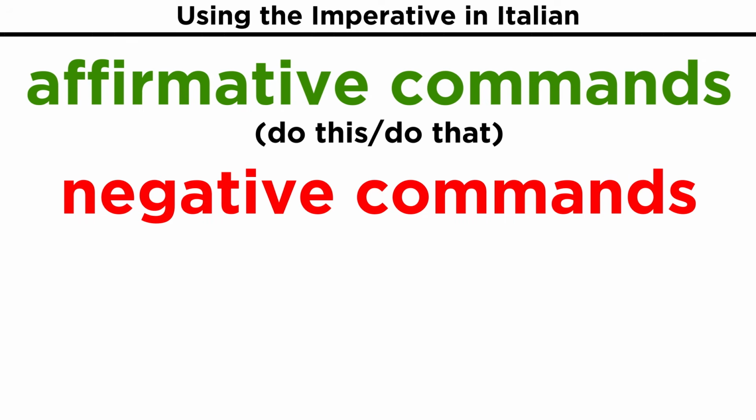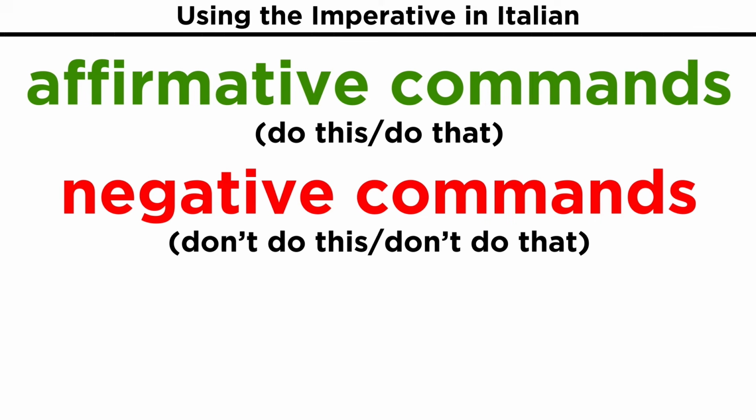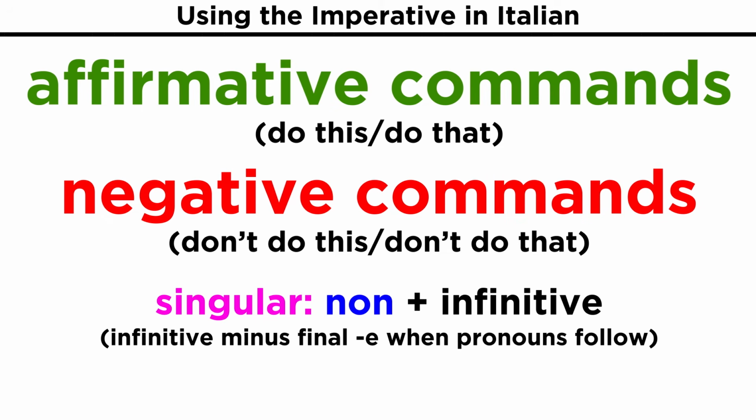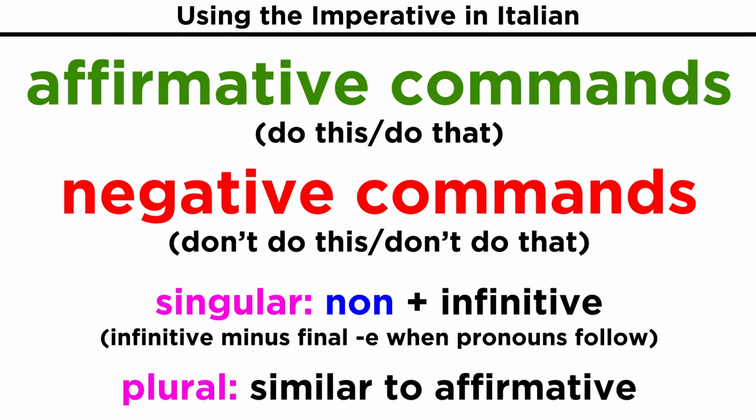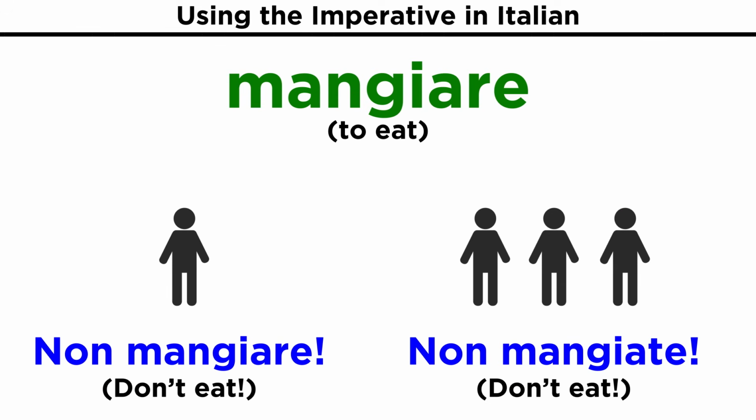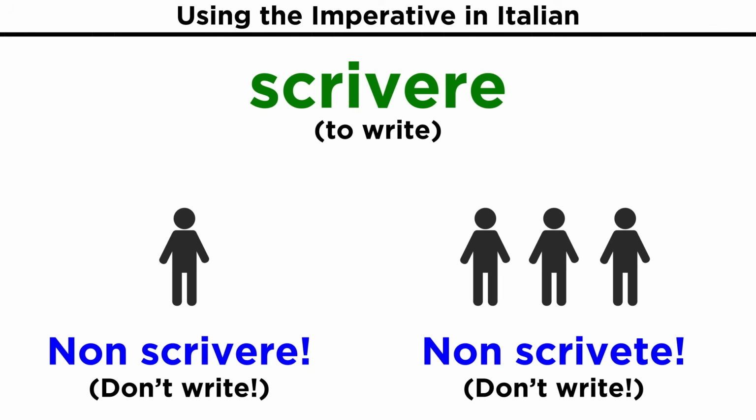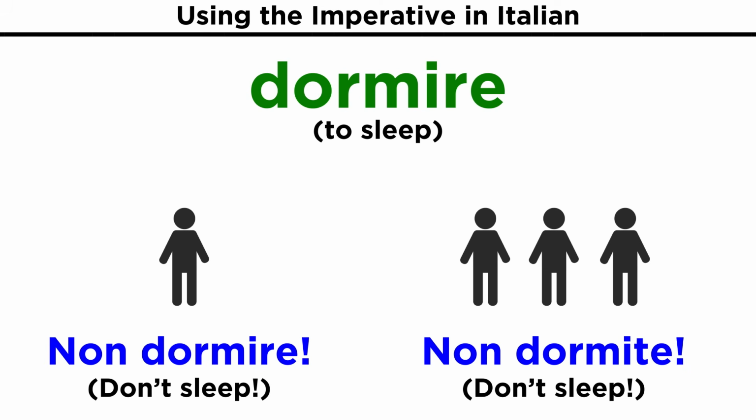If affirmative commands say do this and do that, negative commands say don't do this and don't do that. This will be a bit different, as in the negative, the second person singular will simply be the word non, followed by the infinitive. The plural will instead look similar to the affirmative. Non mangiare. Non mangiate. Non scrivere. Non scrivete. Non dormire. Non dormite.